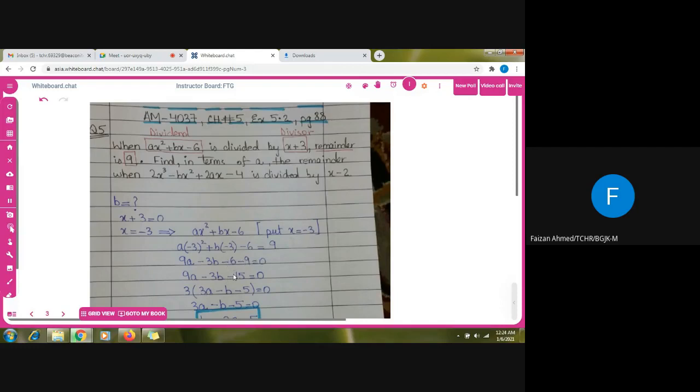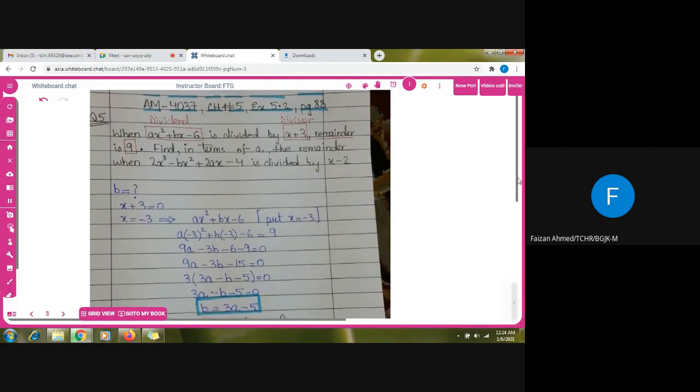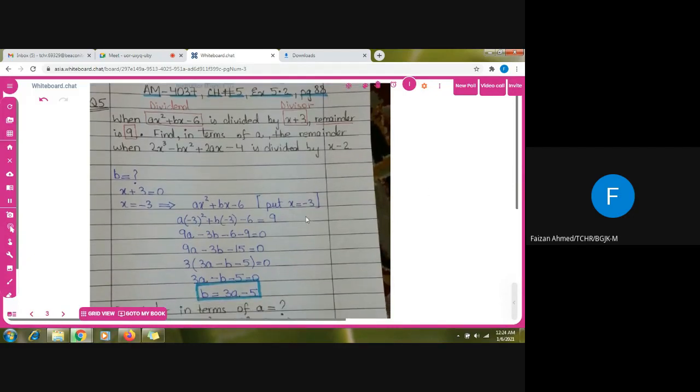This minus 6 and minus 9 will be minus 15, and I can see that there is something common, so I can simplify it by taking something common. I can take 3 as common because both these terms are divisible by 3. After taking 3 as common, the remaining will be 3a minus b minus 5 equals 0.